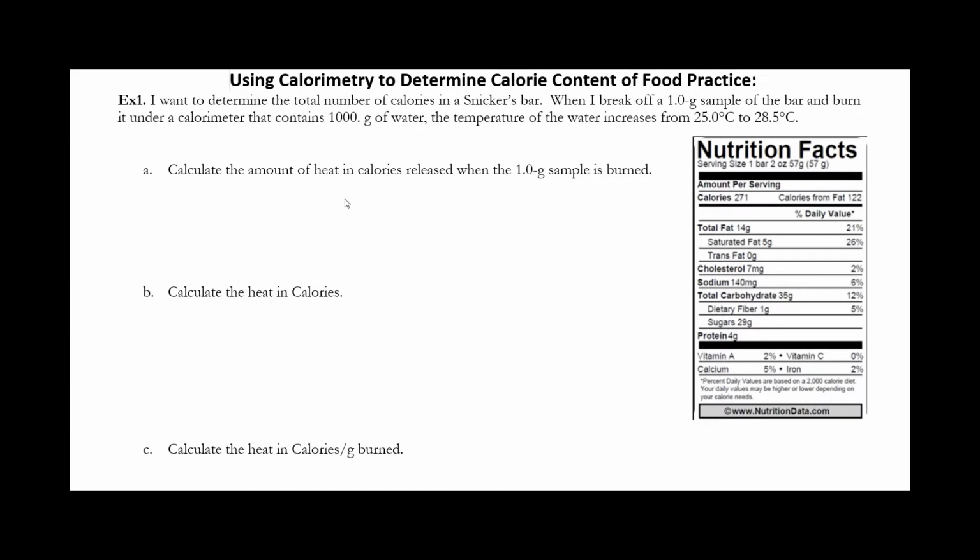The first thing I need to do is figure out the heat in calories that's released when I burn this 1 gram sample. So I need to use my formula, Q equals MC delta T. I'm solving for my heat. I know the mass of the water is 1,000 grams, and so I'm going to plug that in for my mass. I know my specific heat, which for water is 1 calorie per gram degrees Celsius.